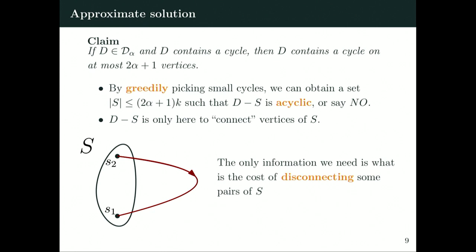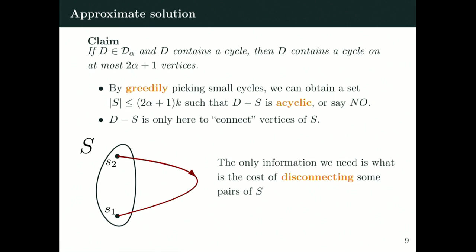And then you have two cases. Either you find more than k disjoint cycles. In that case, the answer to your question is no, because you have to take at least one arc in each cycle. Or you find a set S of (2 alpha plus 1) times k vertices, so that D minus S is acyclic.